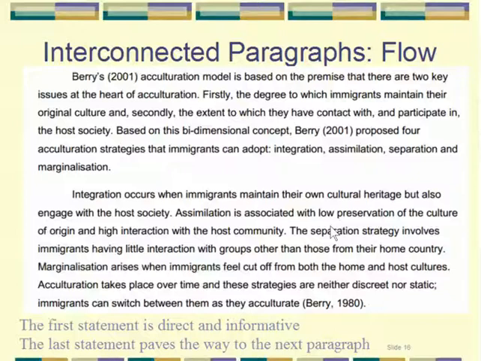Berry's acculturation model is based on the premise that there are two key issues at the heart of acculturation. Firstly, the degree to which immigrants maintain their original culture, and secondly, the extent to which they have contact with and participate in the host society. Based on this bidimensional concept, Berry proposed 4 acculturation strategies that immigrants can adopt: integration, assimilation, separation, and marginalization.